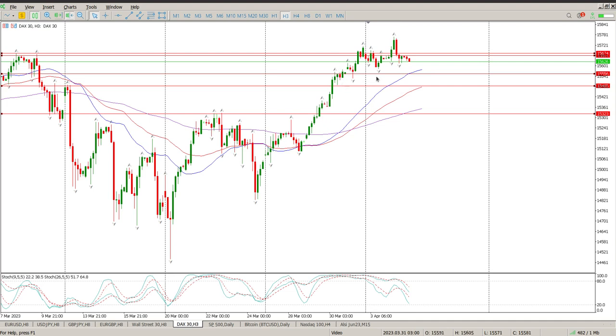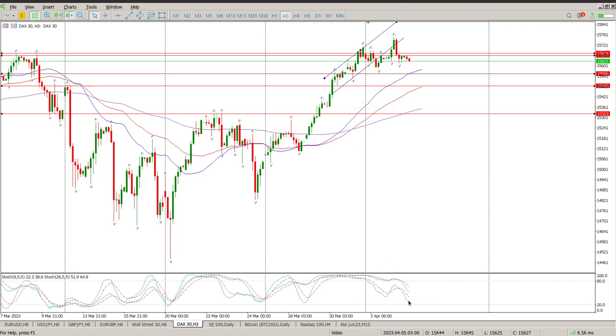But if I assume that that's a flag, so there's two ways of doing this. I'm just going to use a channel tool here. So there's the first flag. Then we broke, we retested the flag. This was our long opportunity we had yesterday, and now we're rejecting it. So what is the target of that flag? The target of that flag is right here at 15.485.